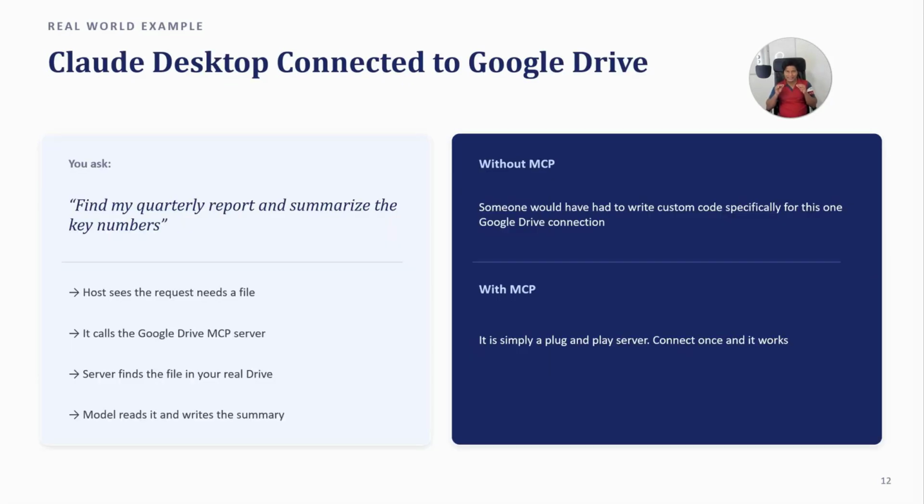Let us make this real with an example. Say you're using Claude Desktop and you have connected it to your Google Drive using an MCP server. Now you can simply ask something like, find my quarterly report and the key numbers. Behind the scenes, the host recognizes this needs a file. It calls the Google Drive MCP server. The server searches your actual drive, it finds the file, and it returns the content. The model reads that content and it gives you a clean summary. Without MCP, this integration would have needed custom code. That code would be written specifically for this one connection. With MCP, it is just a plug and play server.